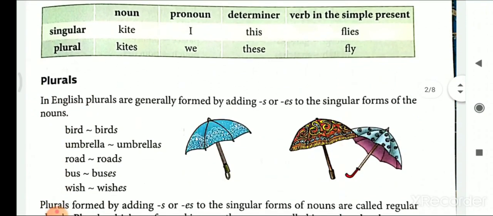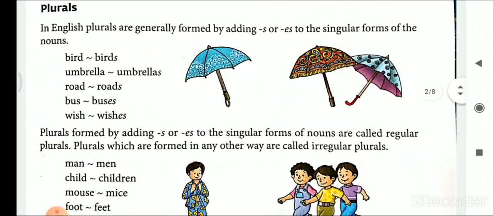Let's consider what is plural. In English, plurals are generally formed by adding s or es to the singular form of nouns. Plurals are mainly classified into two types, regular plural and irregular plural. When we add s or es to the singular form of a noun, it is considered a regular plural. But when we change the form of the word, it is considered an irregular plural.